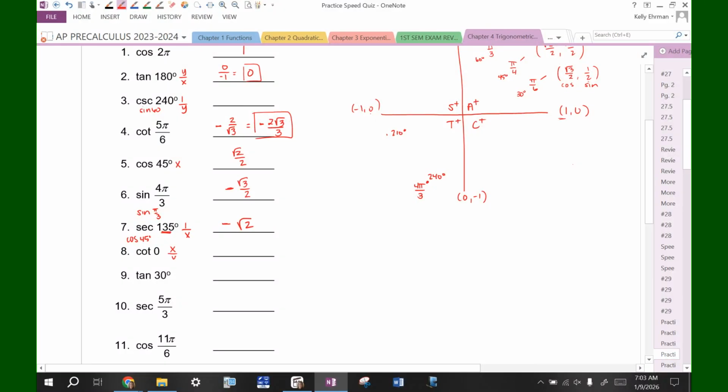Cotangent is x over y. So at 0 radians, x over y is 1 over 0. Anytime you divide by 0, that's undefined. Not equal to 0, but undefined.